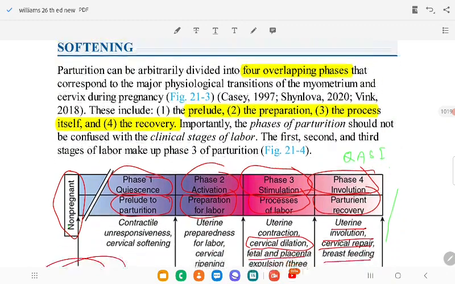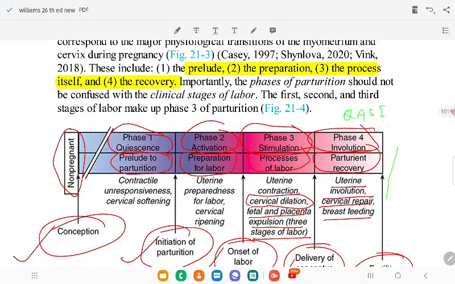What is phase 1? There are 4 phases of initiation of parturition. These 4 phases are the phases of parturition, not the stages of labor. Stages of labor are 3 stages, which is different, and phases of parturition are 4. Phase 1 is the quiescence phase, or prelude to parturition, before parturition. Phase 2 is activation, or preparation for labor. Phase 3 is stimulation, or the process of labor. Phase 4 is involution after labor, after delivery, the parturient recovery.